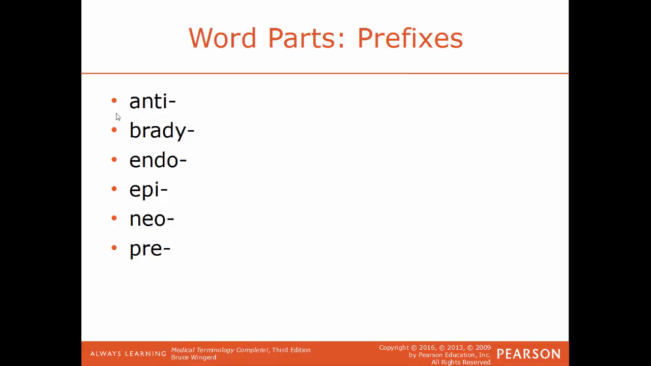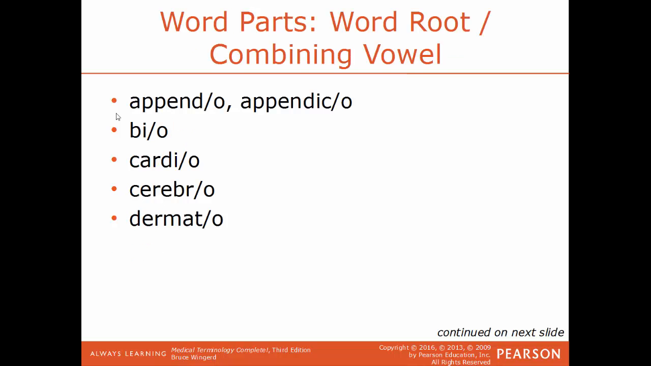And pre means before. So if you've ever had, say, surgery, for example, you usually have pre-op or preoperative testing or preoperative treatment. So before the operation, pre-op. Alright, now we'll go over some word roots plus the combining vowel. The append or appendo, the appendix. So the word root would be append, but then you add the O so it will flow more naturally with the suffix that combines with it.